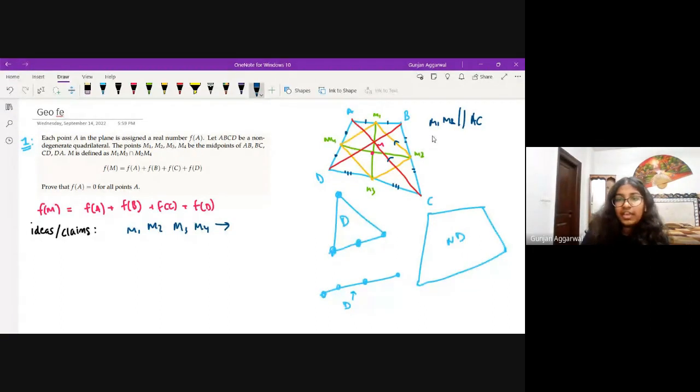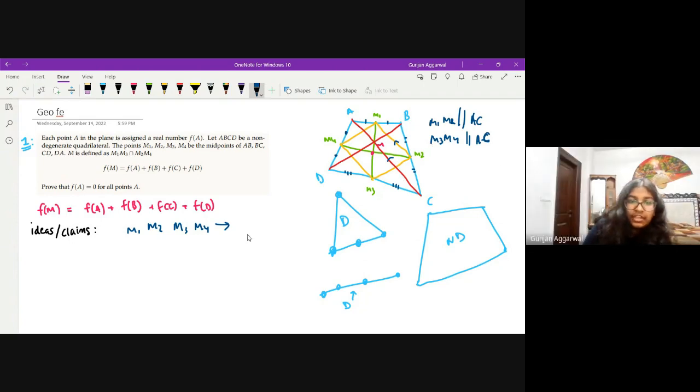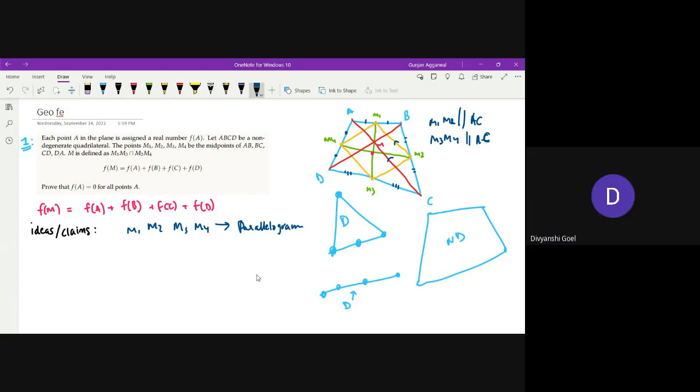Can you say M3, M4 will also be parallel to AC? Ma'am, by using the same theorem. Exactly. So can you say this is a parallelogram? Ma'am, the quadrilateral M1, M2, M3, M4. Yeah.